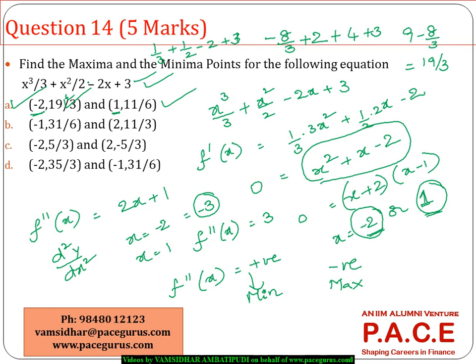So to find out the actual point, substitute those values of x into that expression and find out the corresponding value of the expression. That is what would be the pair. So when I substitute minus 2 into this expression, I get 19 by 3. When I substitute 1 into that expression, I get 11 by 6. Alright. So some kind of practice on these kinds of numericals will definitely add value for your success.